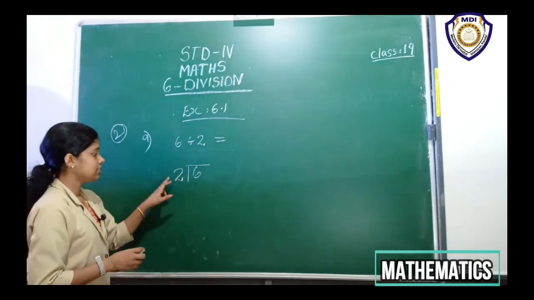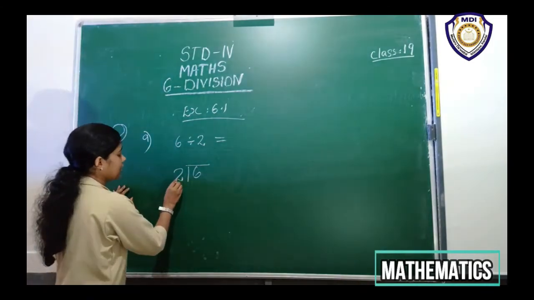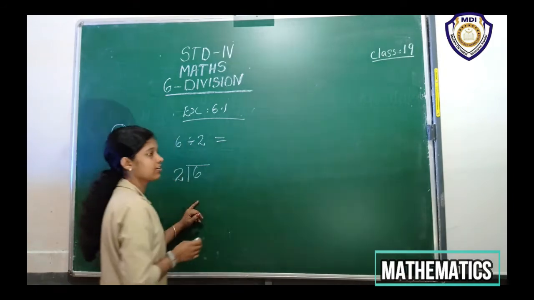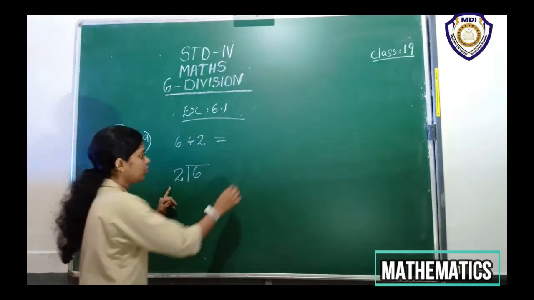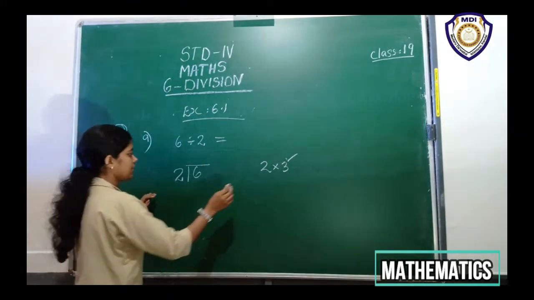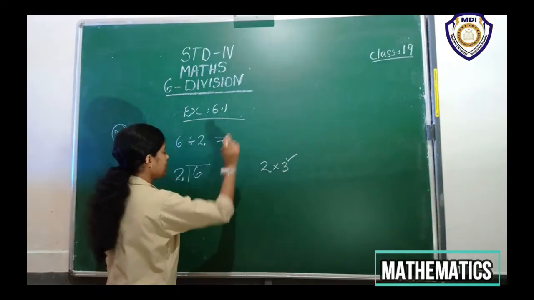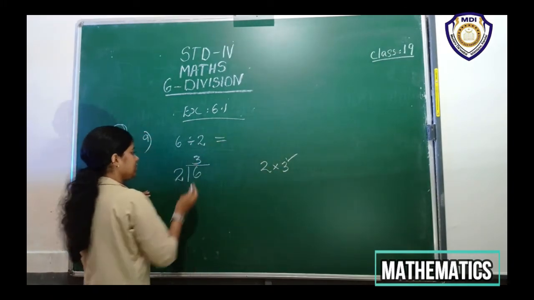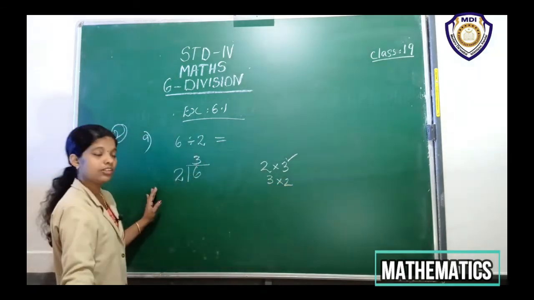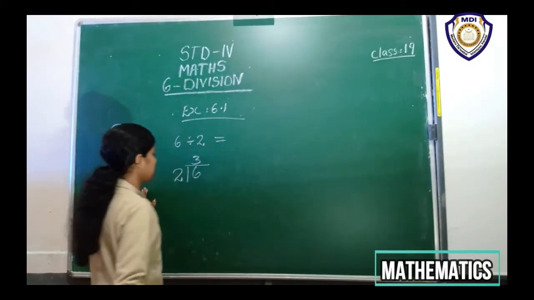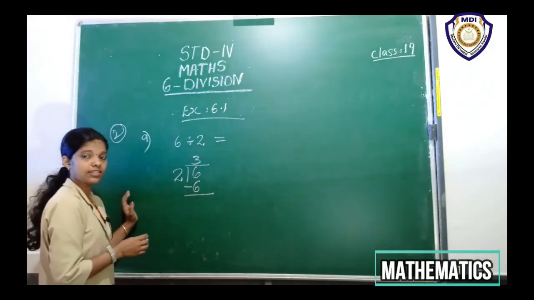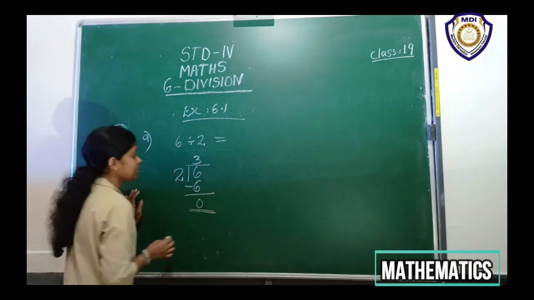2's table. 3 2s are 6. 2 3s are 6. We take 3. We write 3 is here. Then 3 into 2, 3 2s are 6. We write 6 is here. Then 6 minus 6, answer is 0.